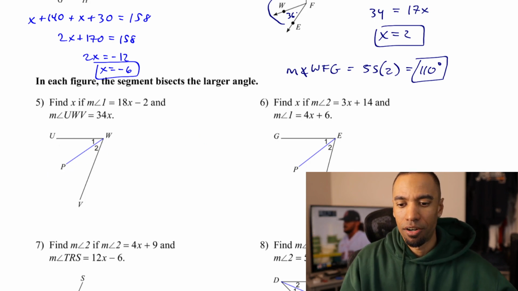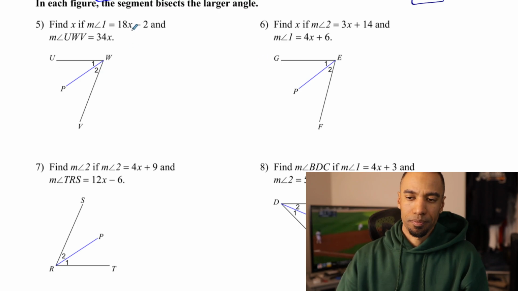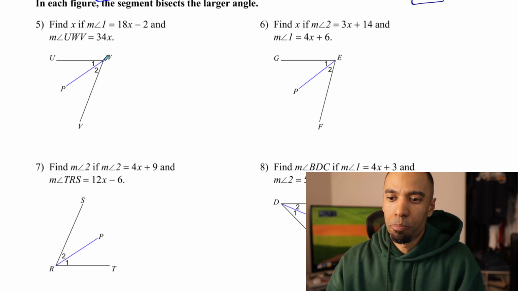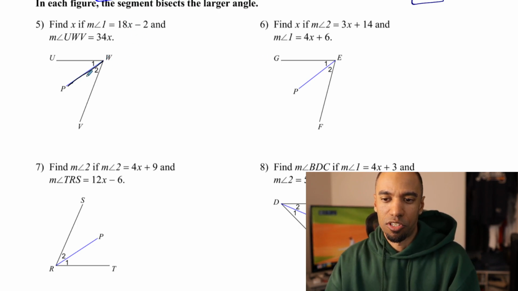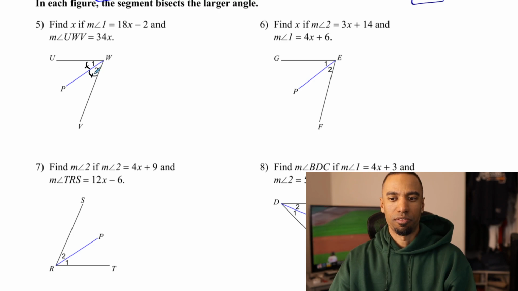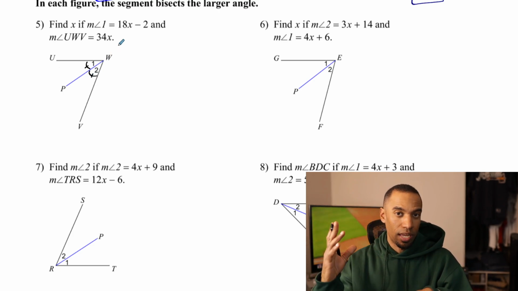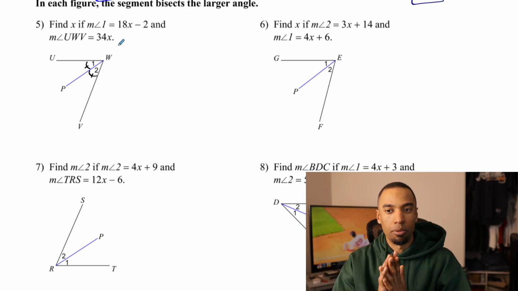All right, in each figure, the segment bisects the larger angle. So this WP right here, sometimes it's a segment, sometimes it's a ray, goes right in the middle of these two. So angle 1 and angle 2 are congruent to each other, not in terms of length, but angle measure. That's not 1 degree and 2 degrees. Those aren't the same. That's just the label of them.